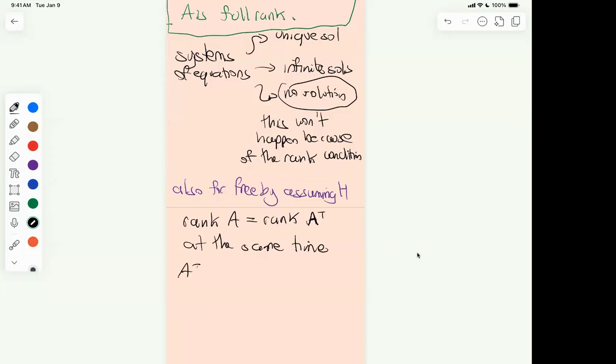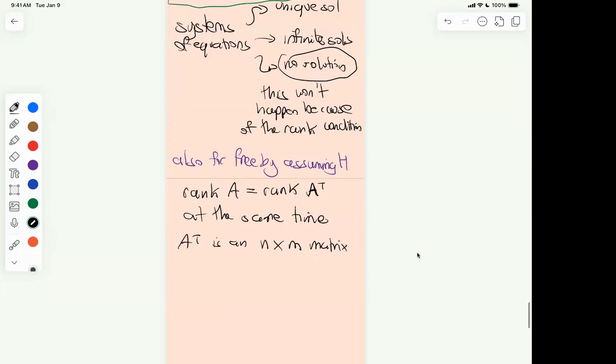What is A transpose? A transpose, if you remember, is a matrix that changes rows with columns. So it's an N by M matrix, right? We know that because it has N rows. So whatever this matrix was, its rank cannot be more than the number of rows. This we know for sure, right? The rank is always bounded by the number of rows. So the rank of A transpose is always less or equal to N, right?